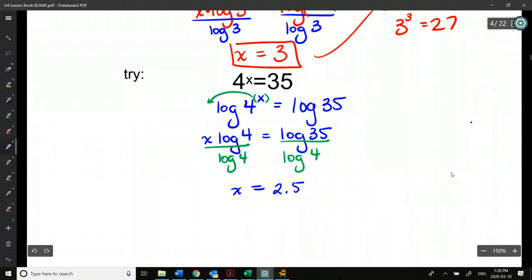What did you get? 2.564. I think it would round up to 5 here, right? Because it's 2.5646. Mine didn't come up with extra. It only came up with 2.56. It might be the setting on your calculator. I'll check that out for you.